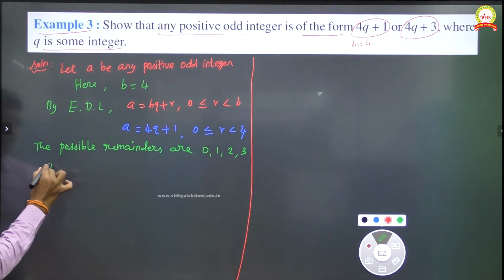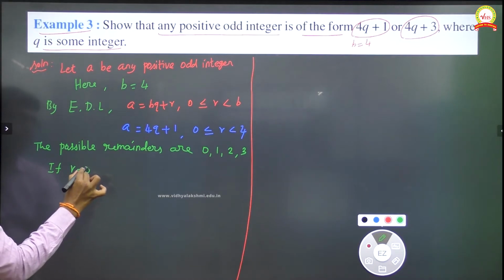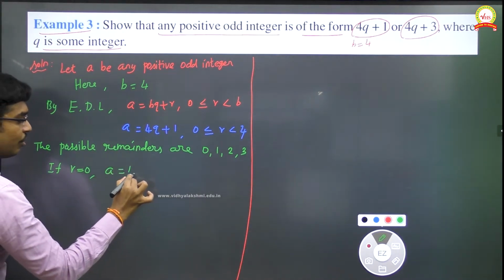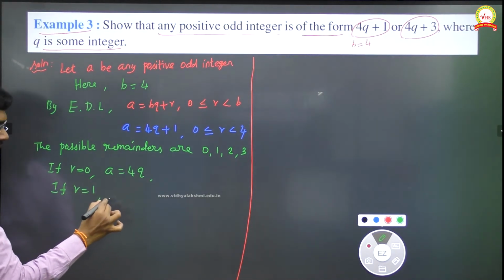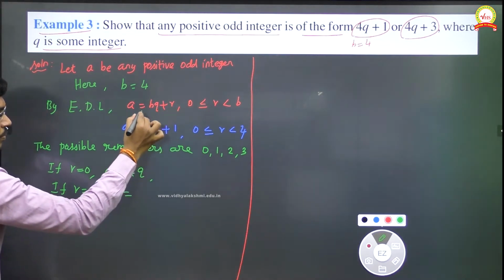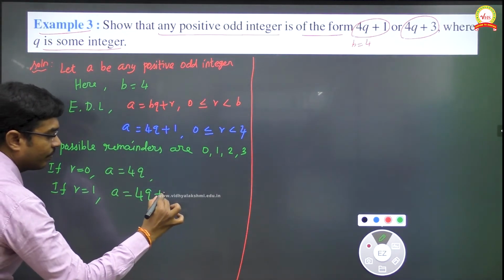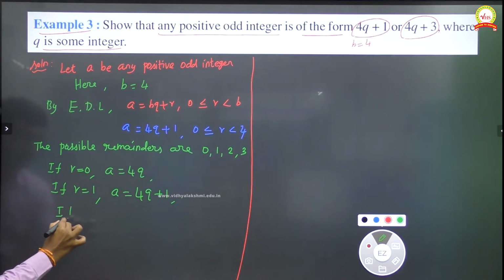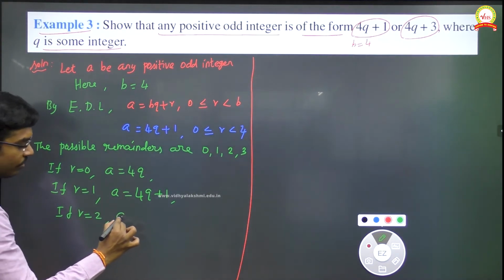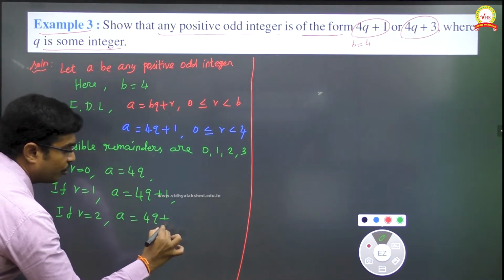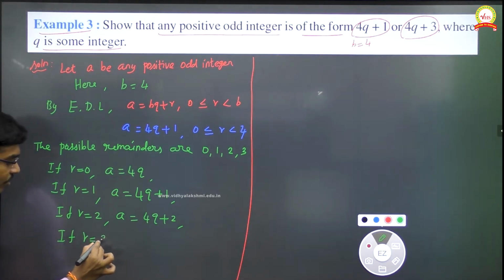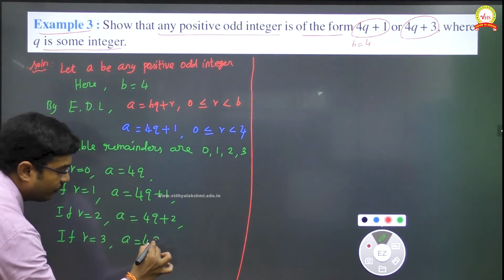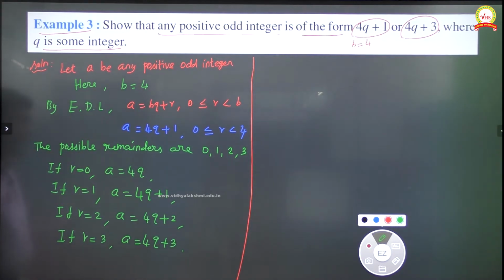Substitute here. If remainder equal to 0, we get the answer A equal to 4q. Next, if remainder equal to 1, we are getting A equal to 4q plus 1. Next, remainder equal to 2, we got A equal to 4q plus 2. The last remainder, if remainder equal to 3, A equal to 4q plus 3. Okay, we got the integers.